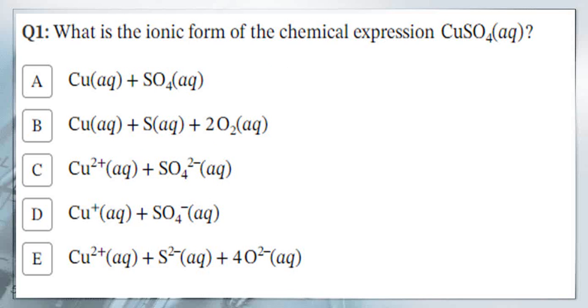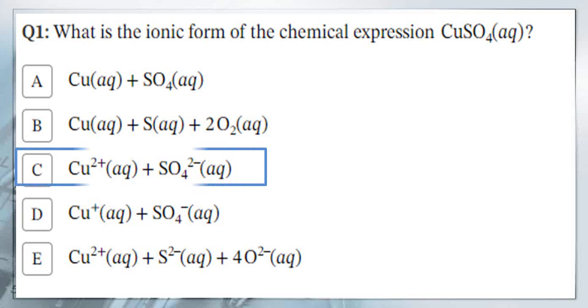Question number 1. What is the ionic form of the chemical expression CuSO4 aqueous? We want to know the ionic form, which means it will dissociate or decompose into ions. It means that we must carry the radical or the valency of each of the elements inside the compound. We have here the element copper, its valency divalent, and the sulfate group, its valency also divalent.